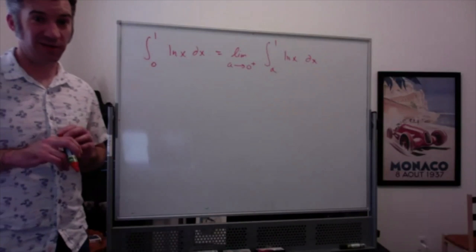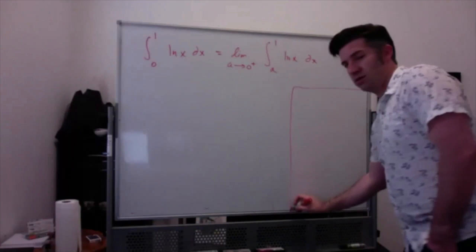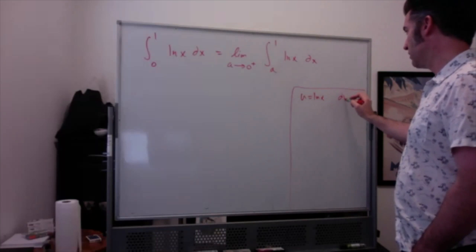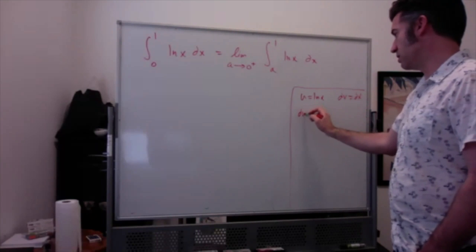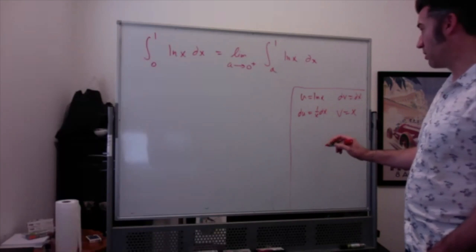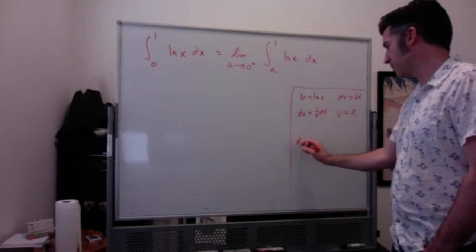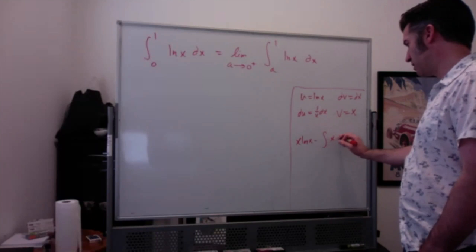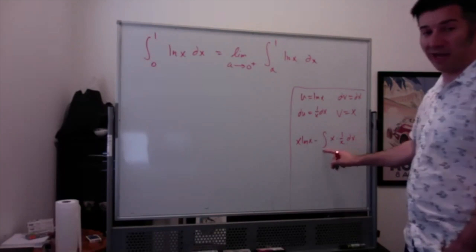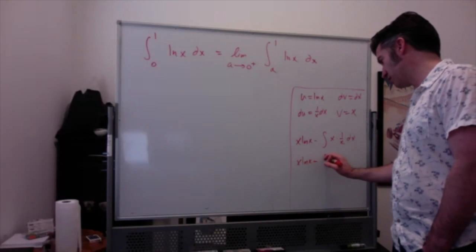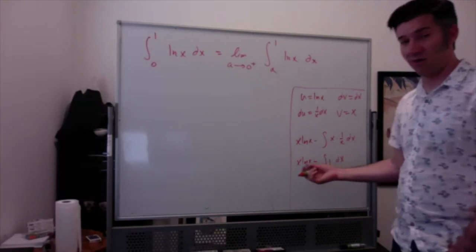So to integrate natural log of x, you have to use integration by parts. So let's do that off on the side here. We're going to let u equal natural log of x. dv is the rest. du is 1 over x dx. v is x. You end up getting uv minus the integral of v du, which is x times 1 over x dx. But x times 1 over x is just 1. So I get x natural log of x minus the integral of 1. And the integral of 1 is just x.